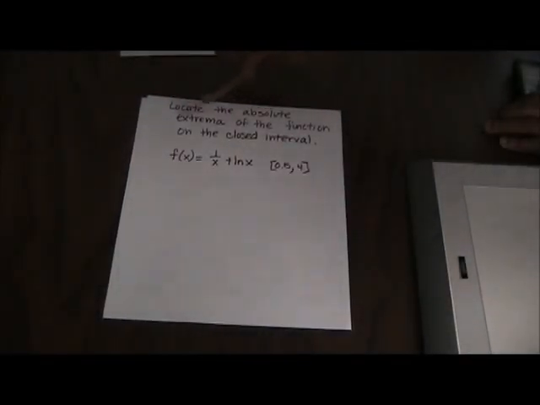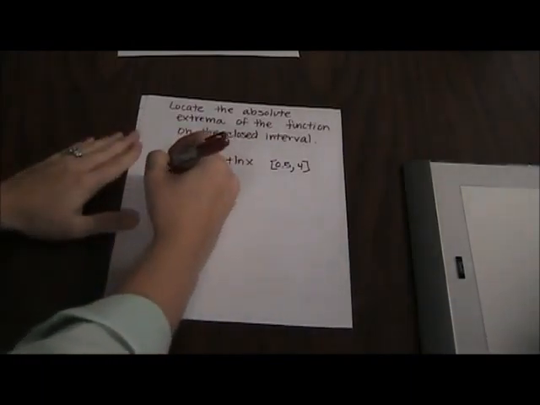Locate the absolute extrema of the function on the closed interval. Alright, so the first thing I have to do is find all my critical points. Critical points are the endpoints of an interval and also where the derivative is equal to 0. Because where the derivative is 0, I have a horizontal tangent line, which means I have a minimum or a maximum. So first thing I'm going to do is find the derivative.